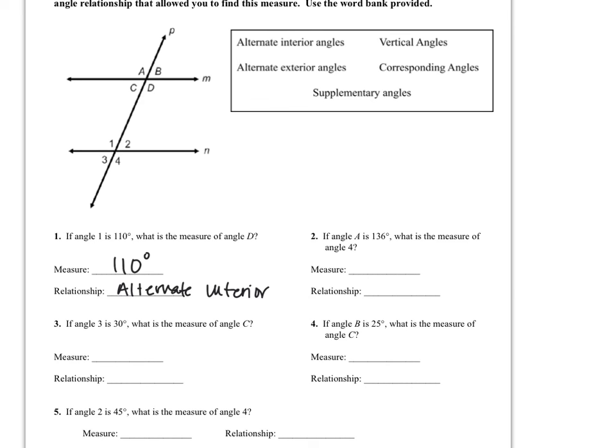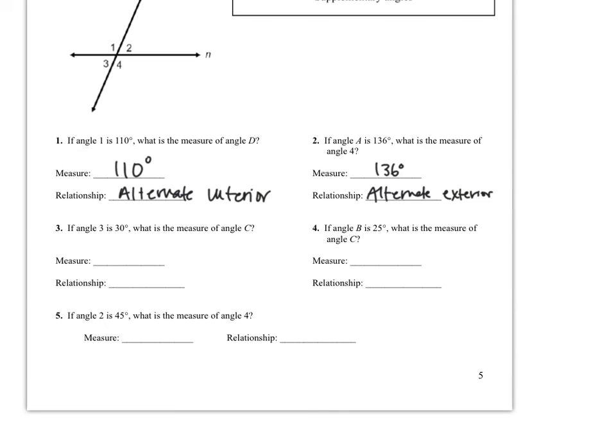Angle A, now I'm going to reset and pretend this problem never happened. Angle A, if angle A is 136, what's the measure of angle 4? So I'm going to pick the correct relationship. They are on opposite sides of the transversal and outside the parallel lines. So these are alternate exterior, which means they have the same measure, and so that means angle 4 would be 136 degrees. So now you're going to try examples 3, 4, and 5. Pause the video, press play when you're ready to check your answers.